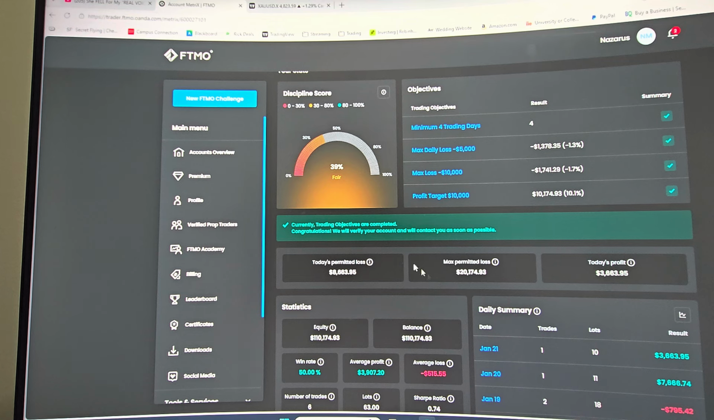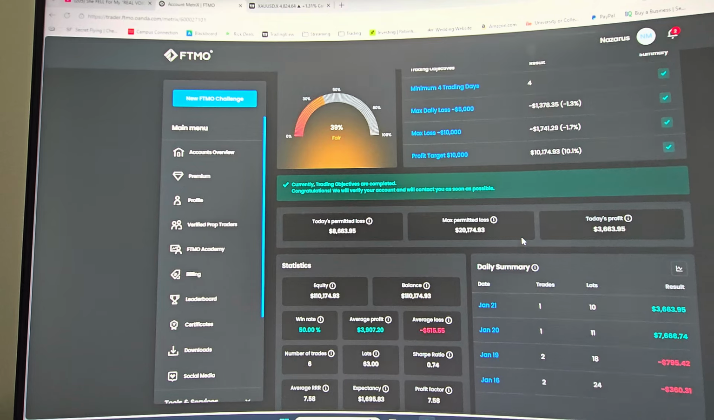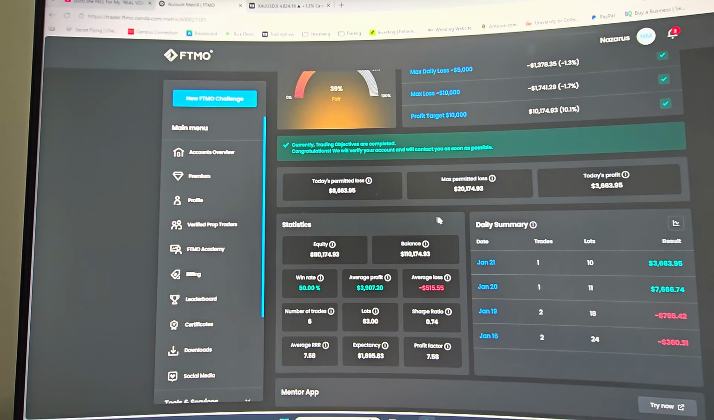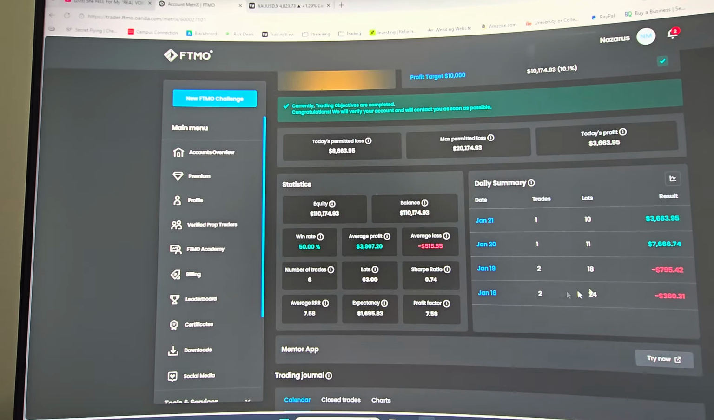And FTMO, I just saw a notification. Currently trading objectives are completed. Congratulations, we will verify your account and will contact you as soon as possible. So phase 1 is done, and these are our 4 trading days.